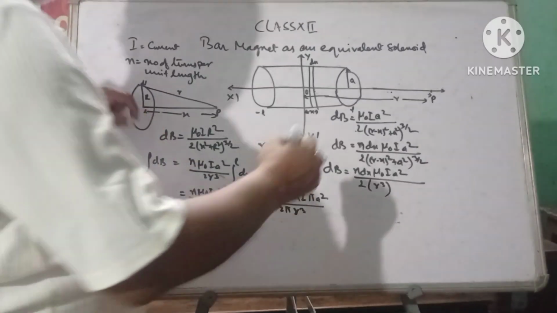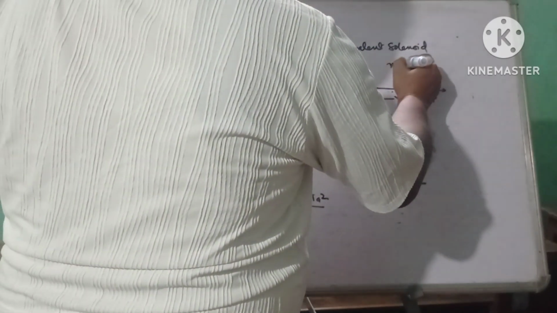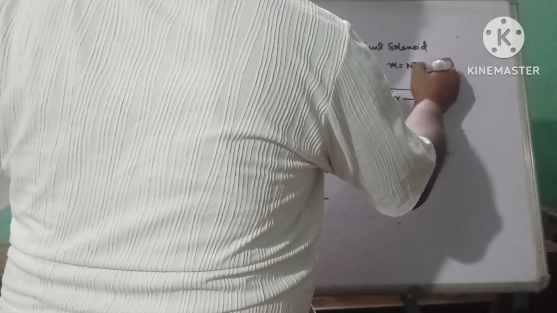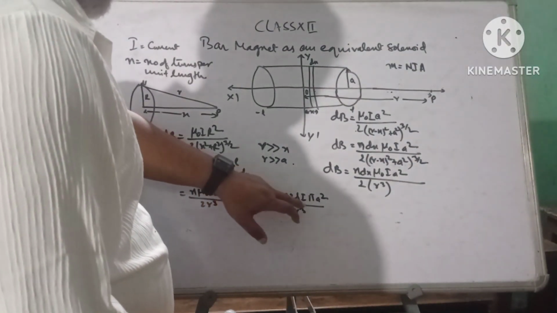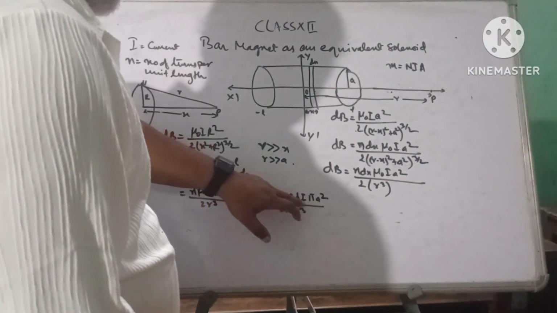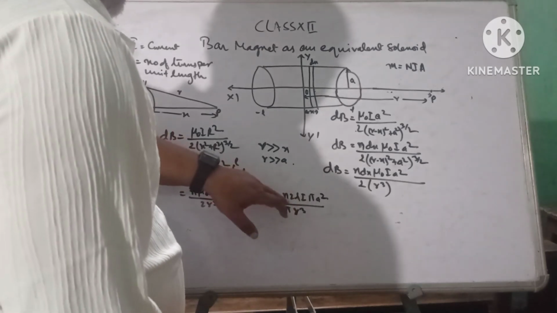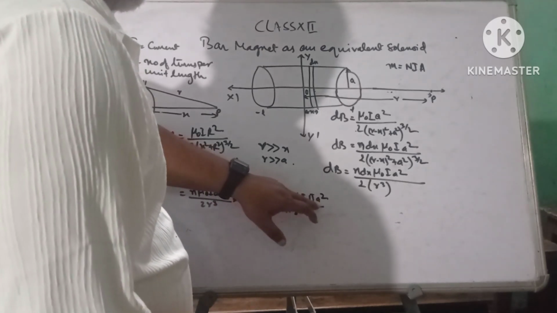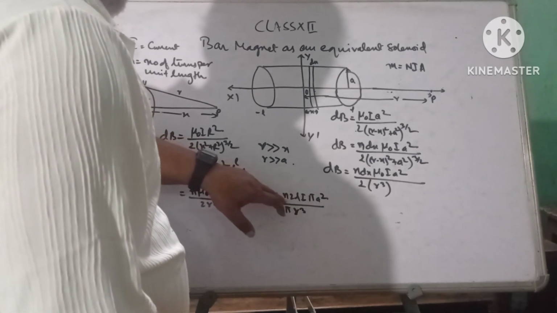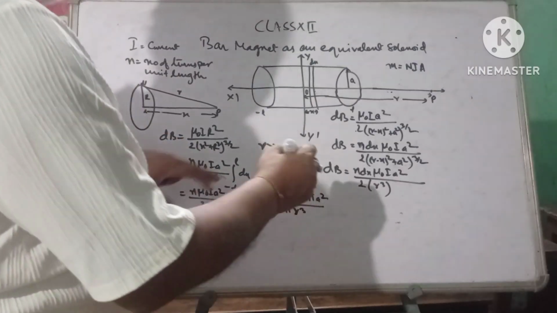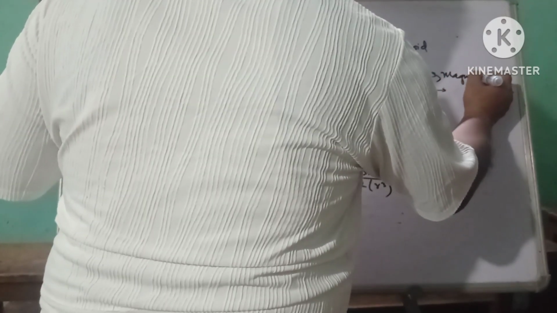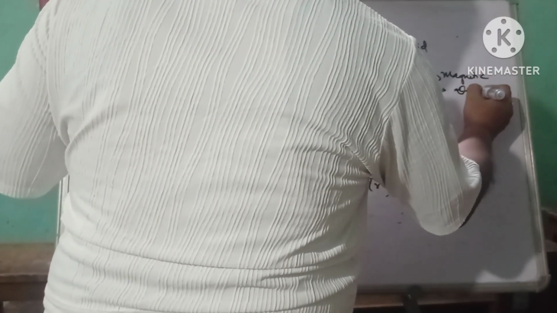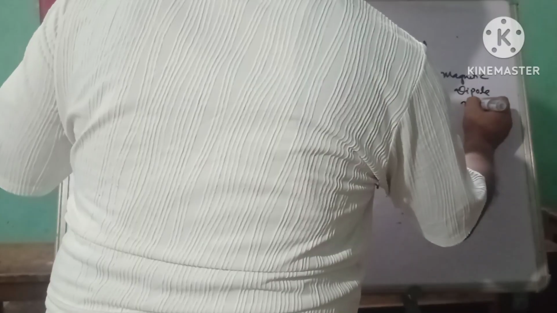Now about magnetic moment M, that is equal to NIA. N is the total number of turns, A is the area, and I is the current. So this becomes the dipole moment, that is the magnetic dipole moment M.